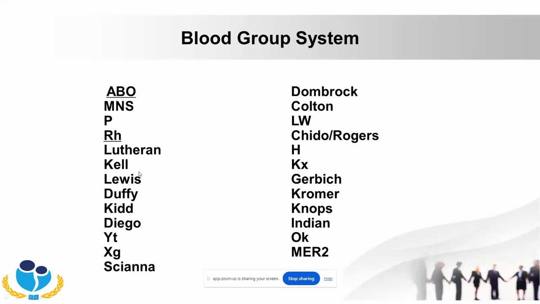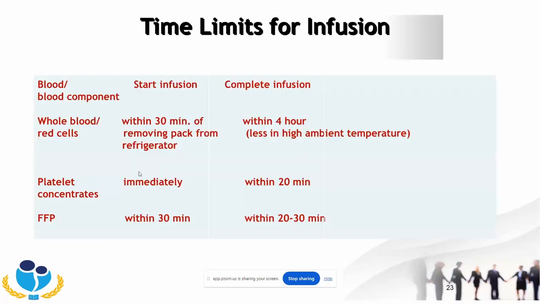Time limits for transfusion. The blood component, the starting time, and the completion time. For whole blood and packed red cells, as we said already, the blood transfusion should start within 30 minutes of removing the pack from the refrigerator and should be completed within 4 hours. Fewer hours can be used in high ambient temperature, like hot places or hot environments.